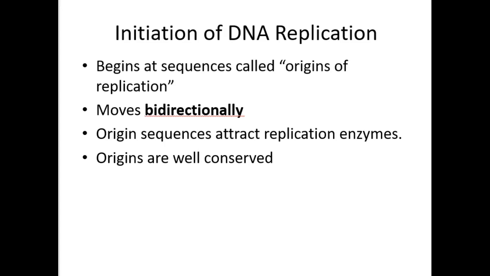Origins are very well conserved, so if you look at the origin of replication within an E. coli, it looks almost identical to the origin of replication in a Streptomyces bacterium or a Streptococcus bacterium or any other type of bacterium. And similarly, if you look at the origins of replication that are found on our human chromosomes, they'll look a lot like the origins of replication that are on chimpanzee or dog or cat chromosomes.